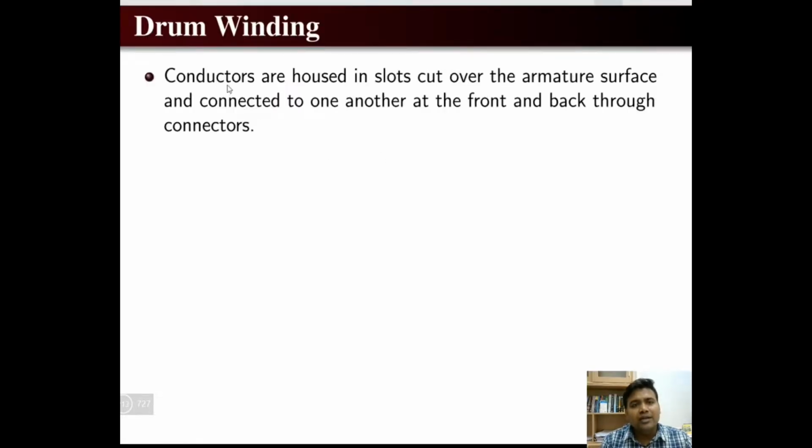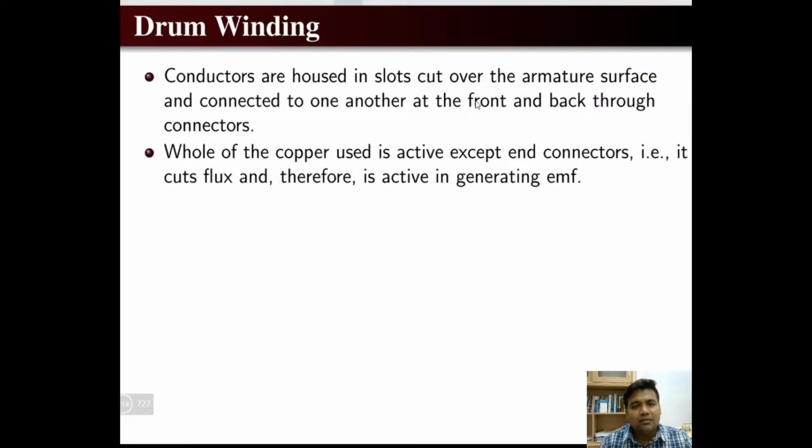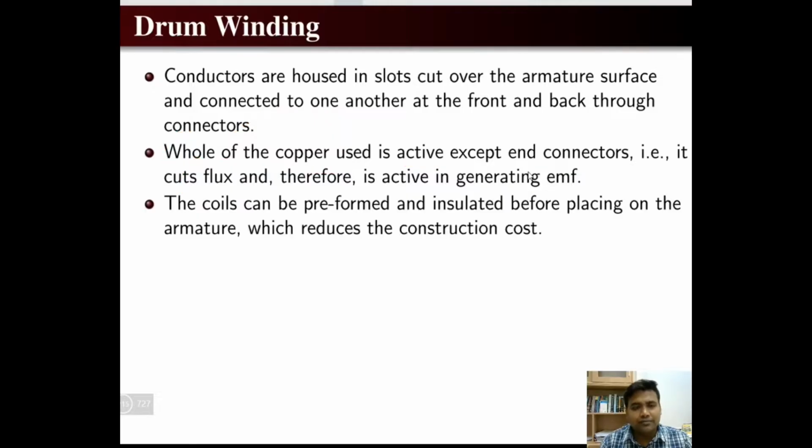In the drum type of winding, conductors are housed in slots cut over the armature surface and connected to one another at the front and back through connectors. Whatever winding has conductors in slots with coil sides connected front and back is basically the drum type of winding. Here the whole of the copper is active except the end connectors, which cut the flux and therefore are active in generating the EMF. The coil can be preformed and insulated before placing on the armature, so there is no insulation problem, while the construction cost is also reduced.